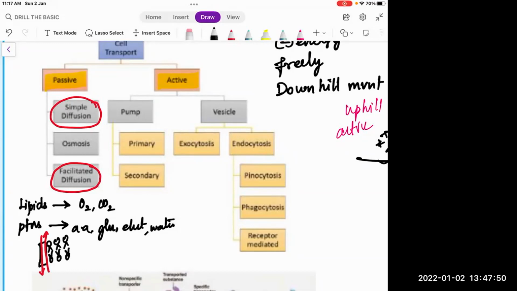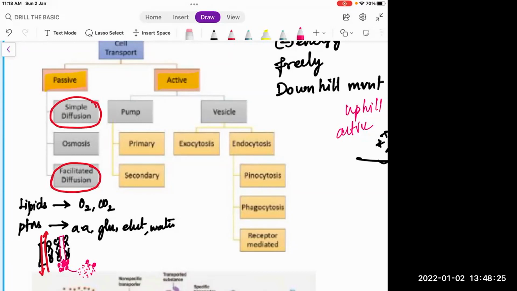If you have a lipid molecule, for example, some lipid molecule present over here, it has to pass by simple diffusion. It will pass only when it is smaller than the pore size of this lipid layer. If the lipid molecule is bigger in size, it cannot travel through this space between the phospholipids.